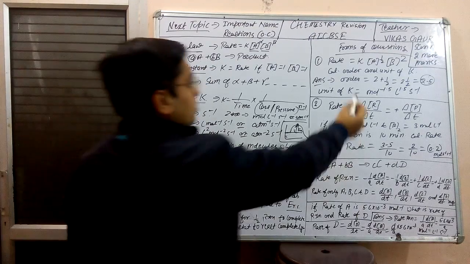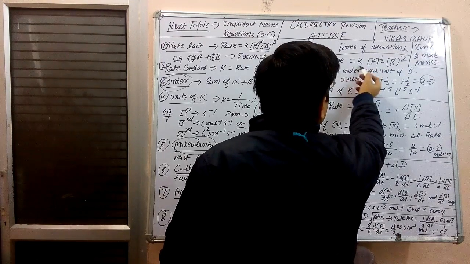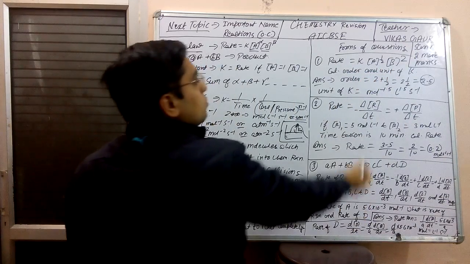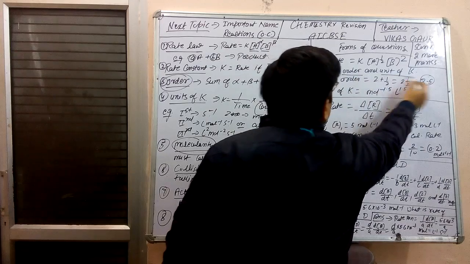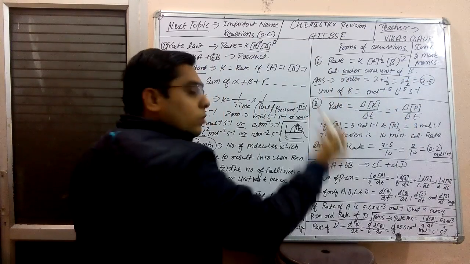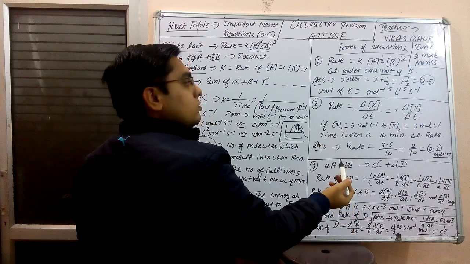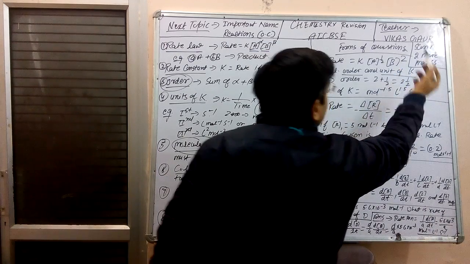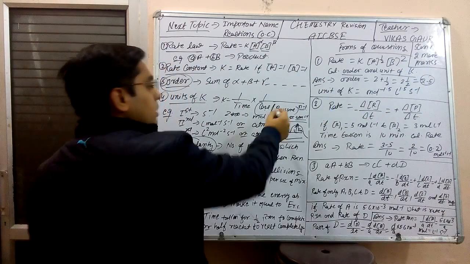These are the various forms of questions. First one, like, rate of reaction will be given as K into A raised to power half, B raised to power 2. Calculate order and unit of K. Simply, these are the most simplest questions. If you use the technique, order is equal to 2 plus half, or half plus 2, 2 and half means 2.5. And put the value in the formula.